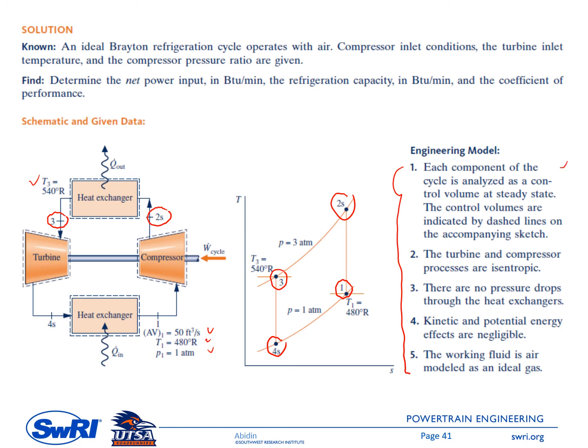It's a control volume at steady state. The turbine and compressor processes are isentropic, which means adiabatic, internally reversible. There is no pressure drop through the two heat exchangers. We can ignore the effect of kinetic and potential energy. And the working fluid is air and can be modeled as an ideal gas.